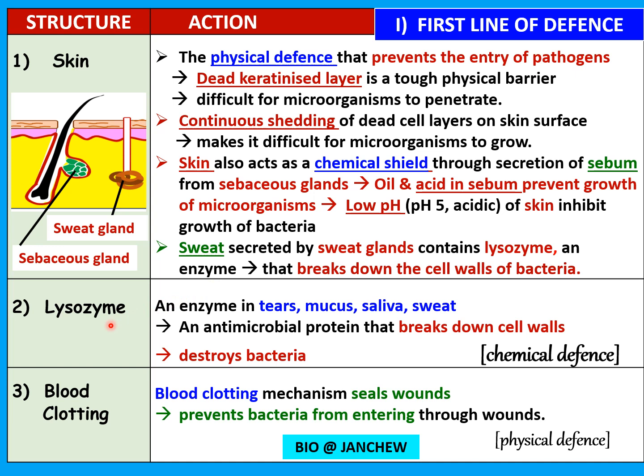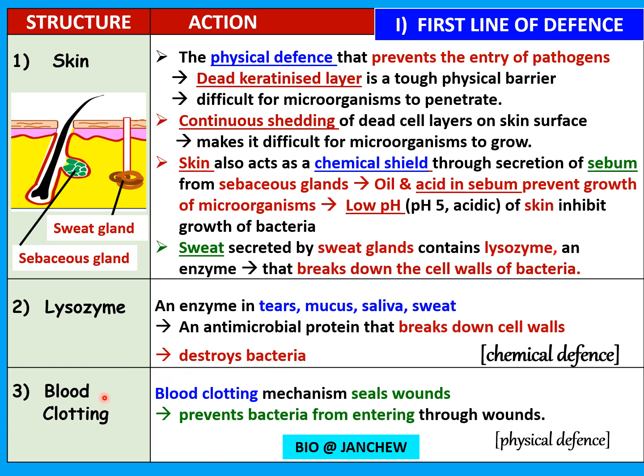So lysozymes. Now lysozymes are very important to our body as a defense mechanism. So it's found in a few body fluids like tears, mucus, saliva, and sweat. And it is an antimicrobial protein. Antimicrobial means it acts against the microorganisms or the microbes. That breaks down the cell walls of bacteria and other cells, and it will destroy the pathogens in that way. Okay, so for example, in the eyes, we don't have skin on the eyes to protect us, so we have tears instead to destroy the bacteria.